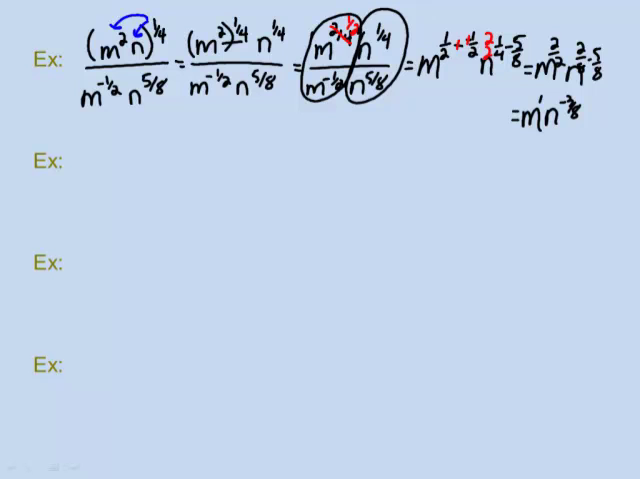You can't leave your final answer with a negative exponent, so we're going to need to pull that n term down. That's going to give us m to the first, or just m, divided by n to the positive 3/8 as our final answer. You can't combine m and n because they are not like bases.